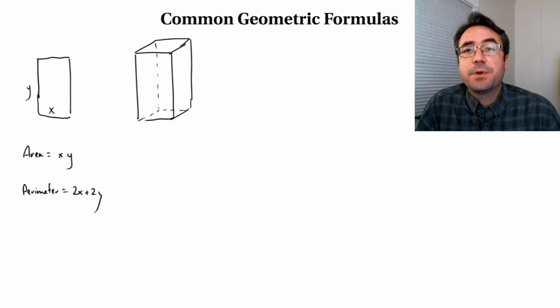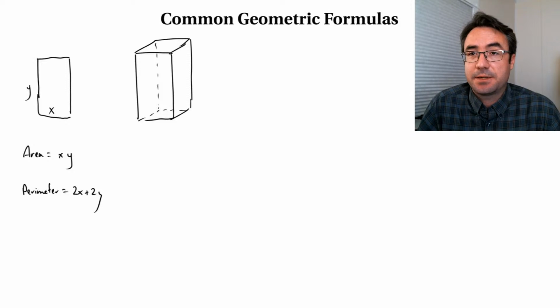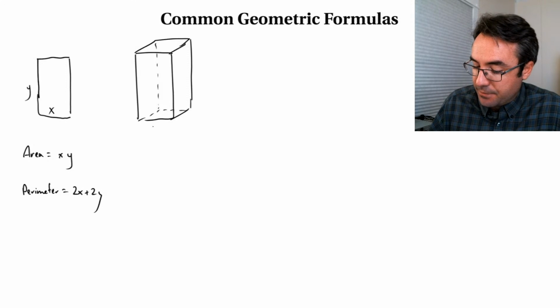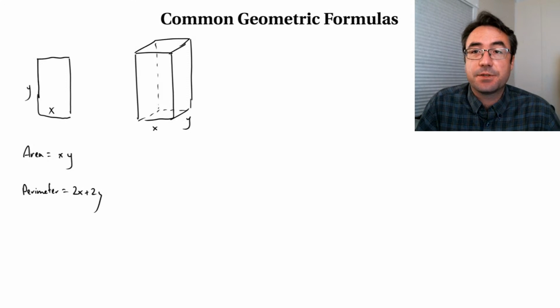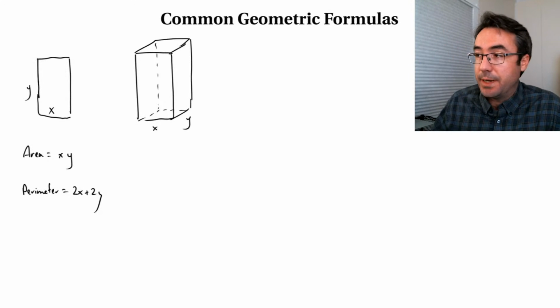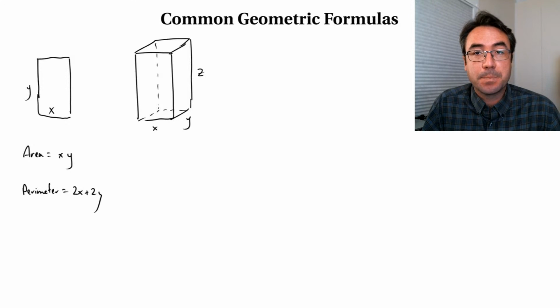So maybe we go up to 3 dimensions. We have a rectangular box. So here we have x and y maybe giving us the rectangle on the base, and then we have a height to it now. So maybe a third variable, z.